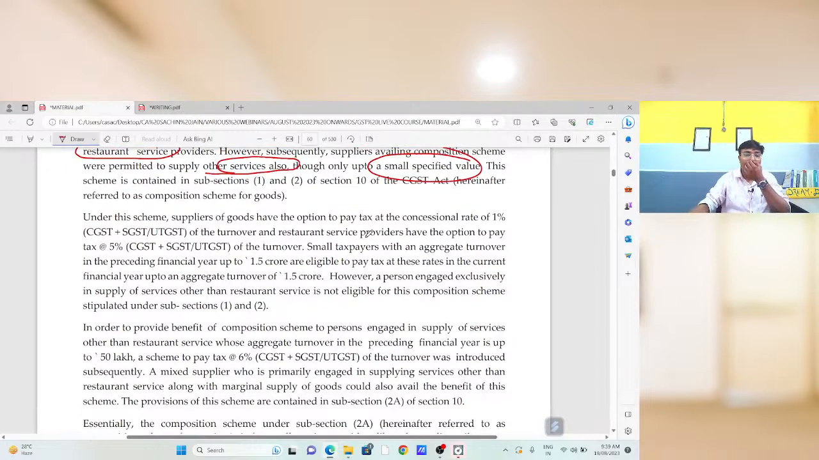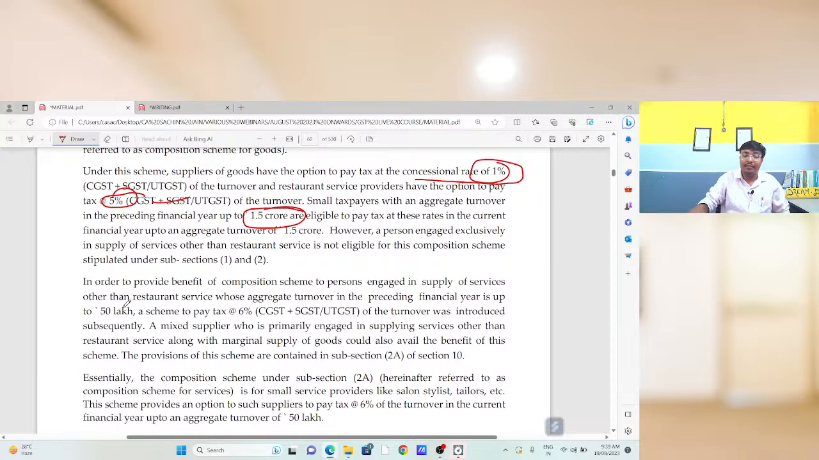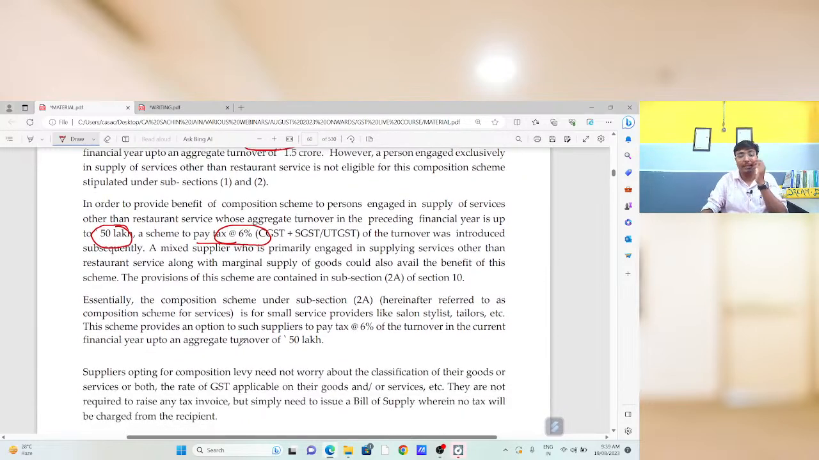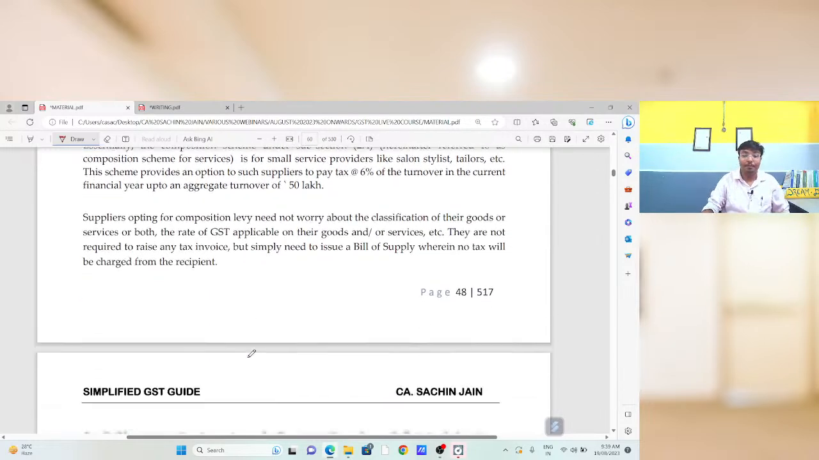Now, under this scheme, suppliers of goods have the option to pay tax at the concessional rate of 1%, and 5% in case of restaurant services, if the turnover is up to 1.5 crore rupees. In case of other services, the limit is 50 lakh rupees and you can pay the taxes at the rate of 6% CGST SGST. Okay.